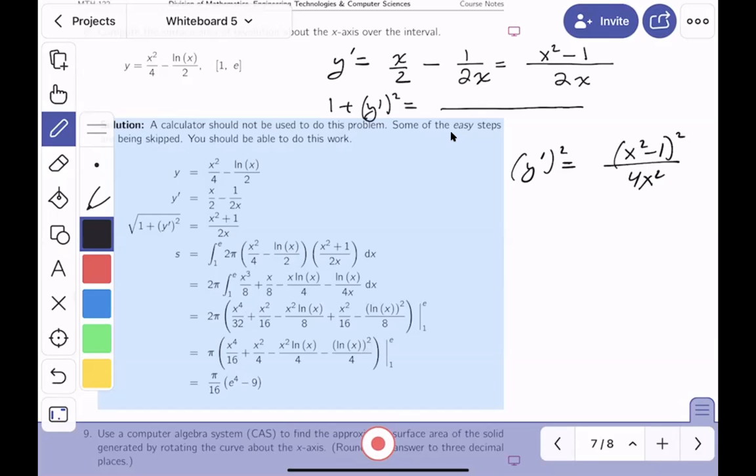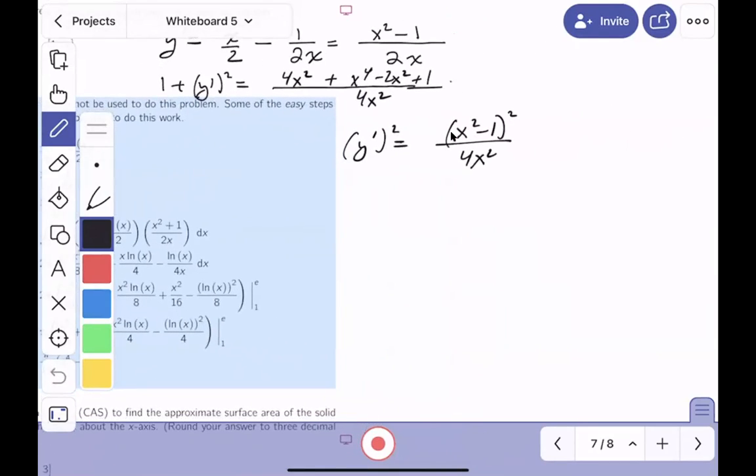Let's write this down. 4x squared, plus, what's x squared minus 1 squared? That would be x to the 4 minus 2x squared plus 1 over 4x squared. Oh, that's going to be tough here. Maybe not. What do I get over there? x to the 4 plus 2x squared plus 1 over 4x squared. Well, the top is just x squared plus 1 squared over 4x squared.